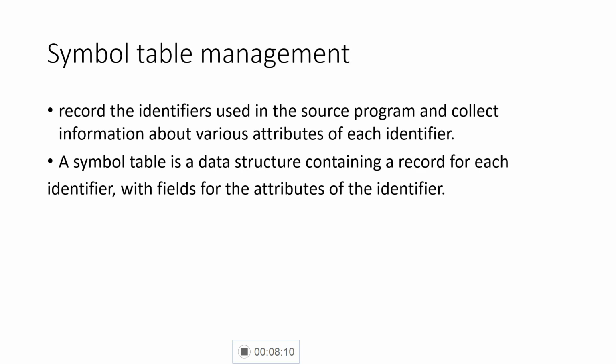Symbol table management is going to have all kinds of identifiers, and for each and every identifier, it is going to assign the attributes also. This data structure, the symbol table, records the identifier, and for each identifier, what kind of attribute it has. That will be managed by the symbol table management.